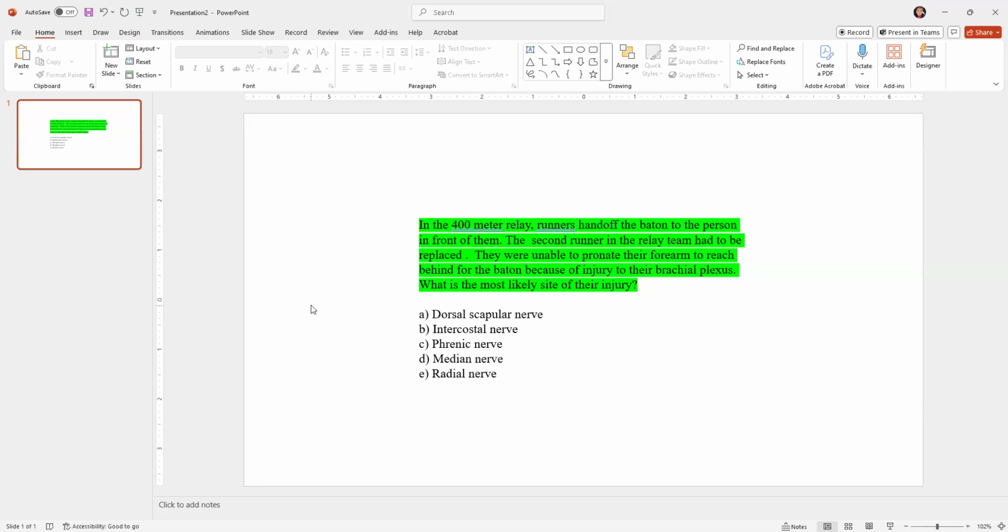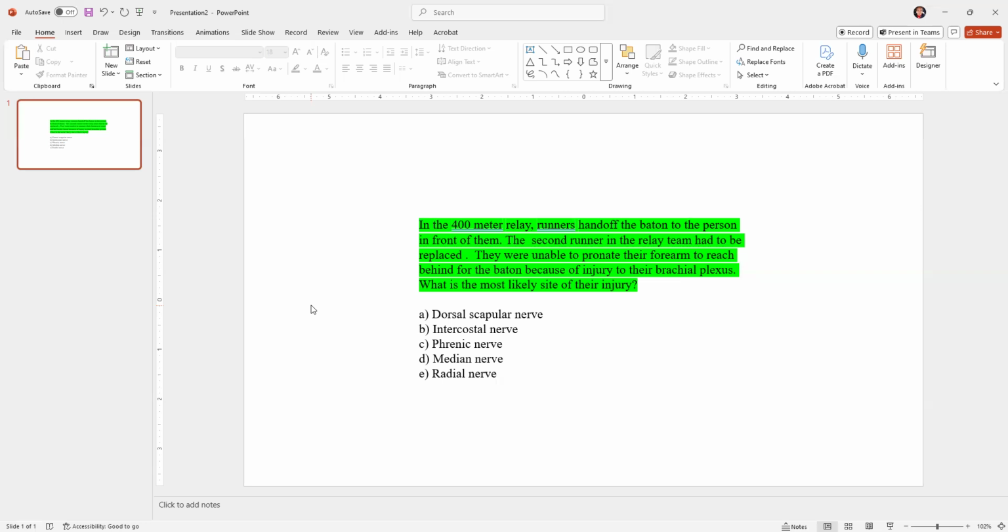Is it the dorsal scapular nerve? Okay, they're saying the person was unable to pronate. Where does pronation take place? At your elbow, between the radius and the ulna. Exactly. The dorsal scapular nerve is up here on your back, in the scapula. So that's out. Intercostal is in between your costal margin, again in your thorax. So that's out.